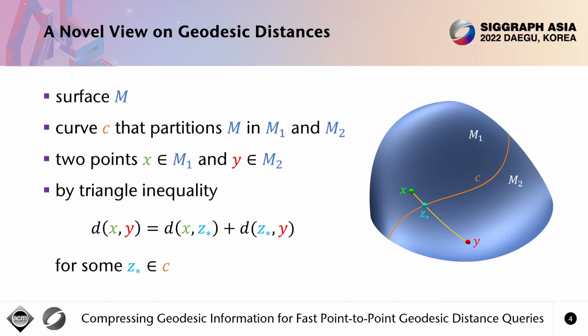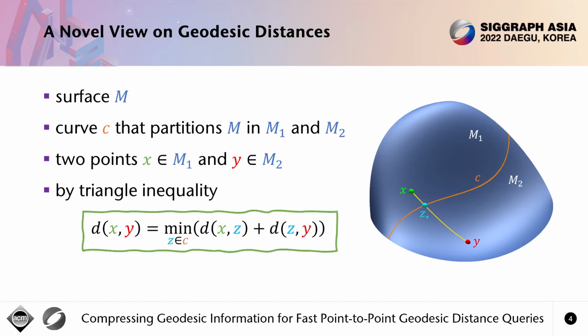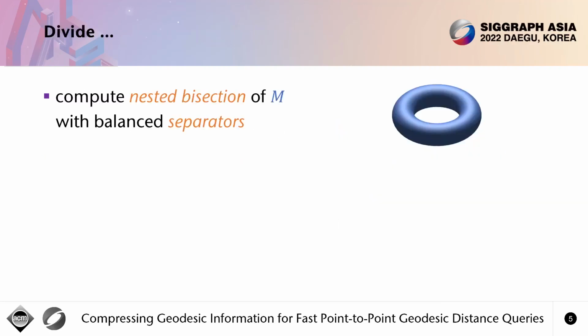Now that means we can compute the geodesic distance from x to y by solving a minimization problem, where we minimize the sum of the distances from x to z and from y to z for all z on the curve C. And this works as long as x and y are separated by the curve C. Now to make this work on general surfaces, we need to guarantee that x and y are always separated by some separator curve. And to get there, we first compute a nested bisection of a given surface with balanced separators.